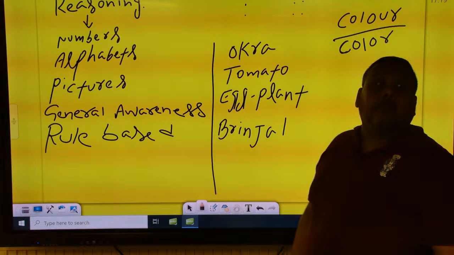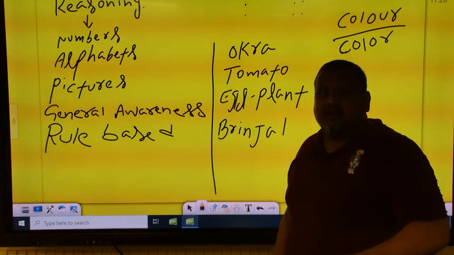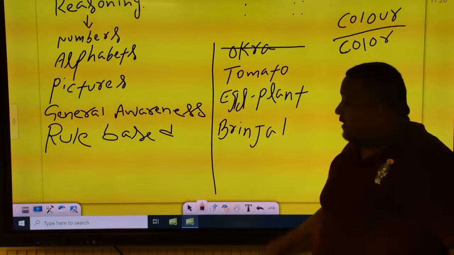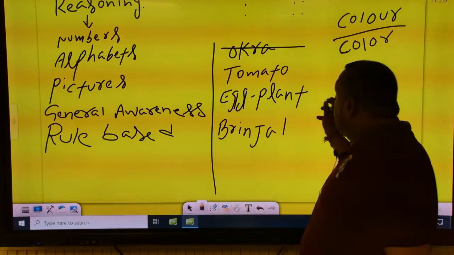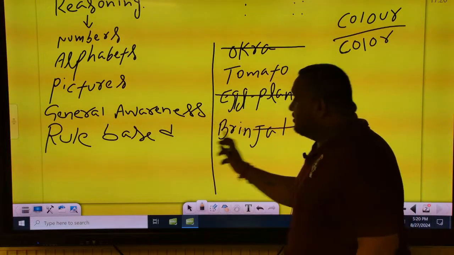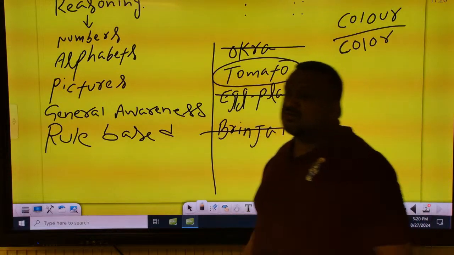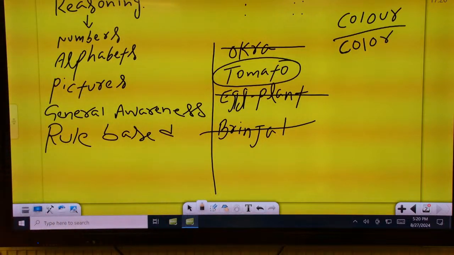According to botany, meaning science, biology, okra is a vegetable. Eggplant, meaning brinjal, is also a vegetable. According to science, tomato is not a vegetable, it is a fruit, right? Right, the next question now.